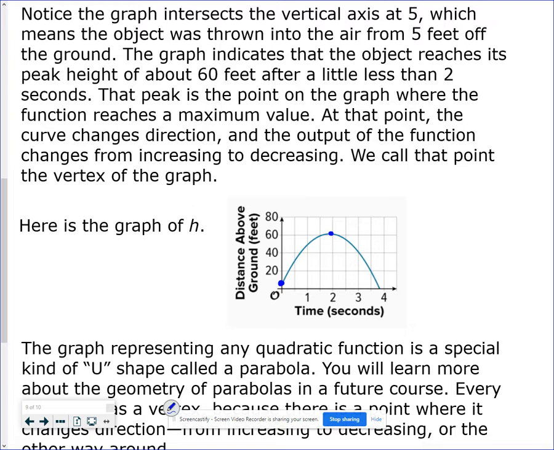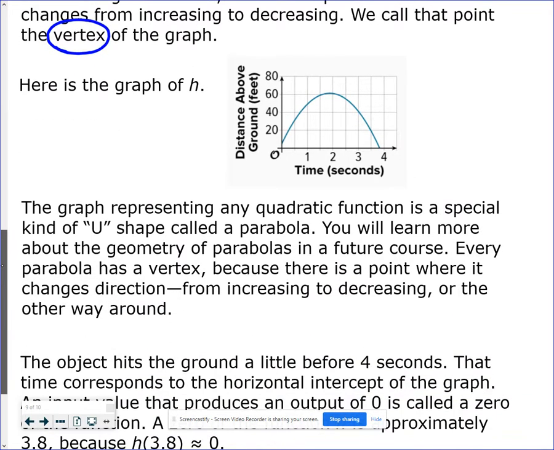That's the highest point. It's called the maximum value or that peak. The word that we use for that is the vertex. That's the turning point. Okay, so that's where the curve changes. Instead of increasing, that's when it starts to decrease. This graph is what we have for quadratics. The shape of this, it's got a really cool name. It's called a parabola. That's the name of that U.